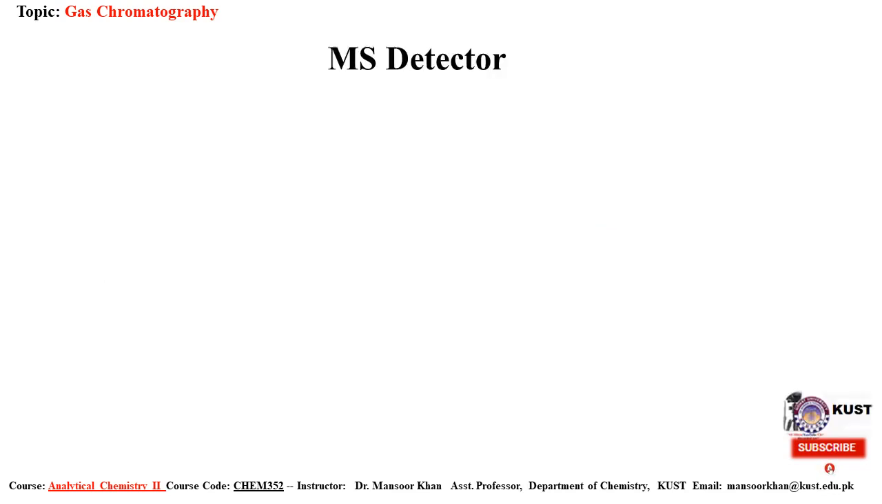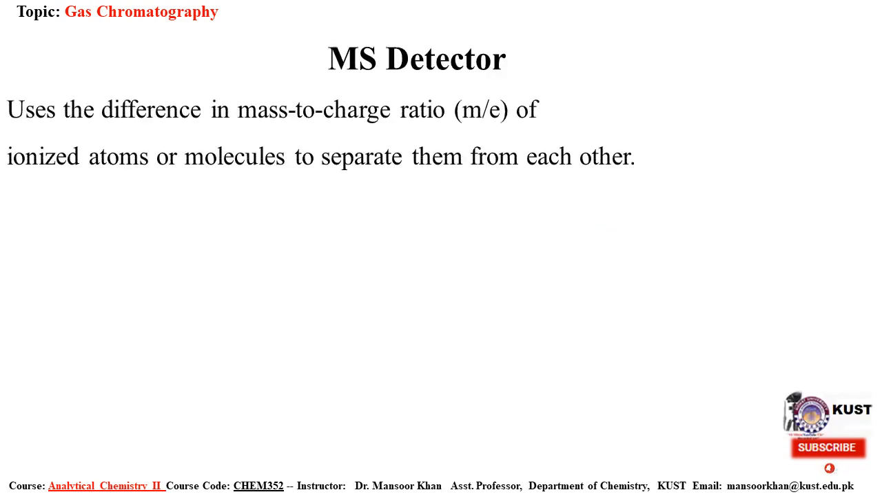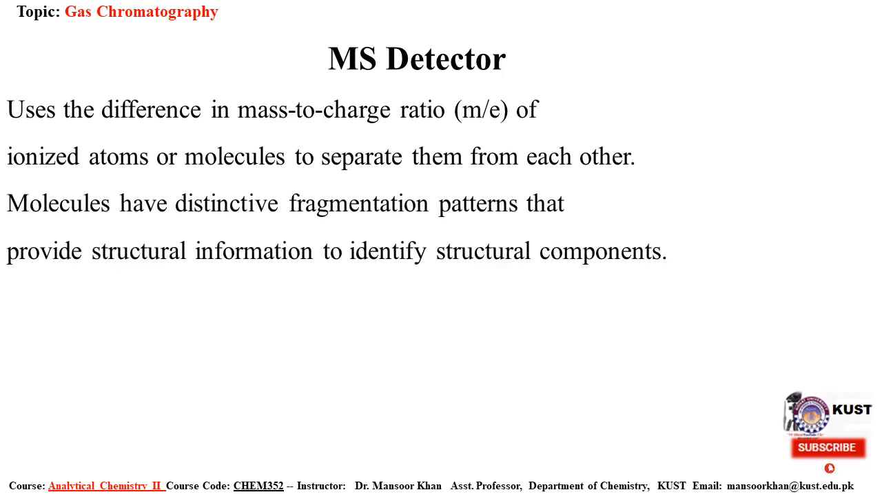Another one is the mass detector, the MS detector. Mass spectrometry uses a difference in the mass-to-charge ratio, also known as the m/z ratio, of the ionized atom or molecule to separate them from each other. Molecules have distinctive fragmentation patterns that provide structural information to identify structure components.